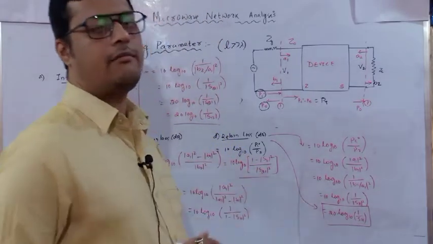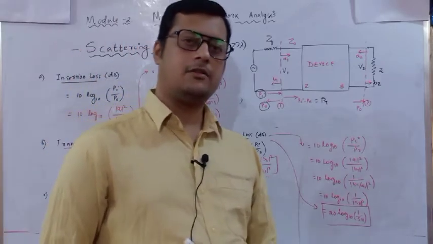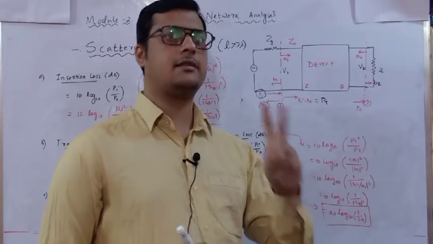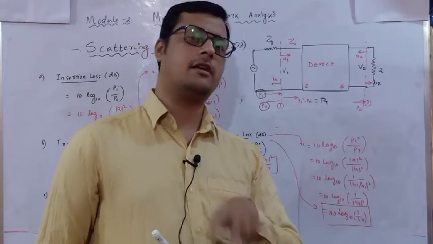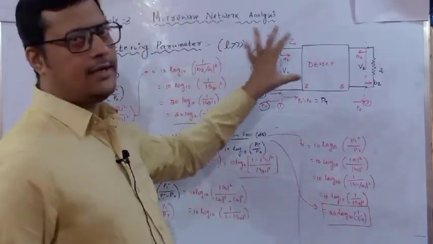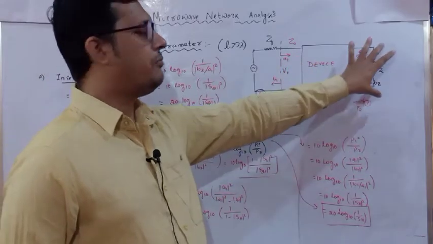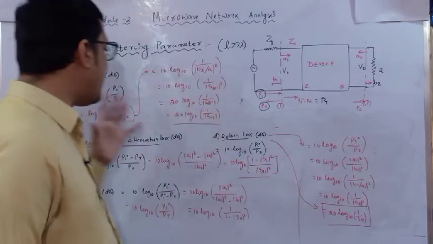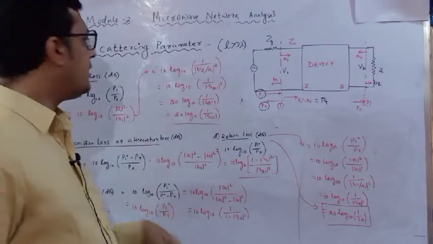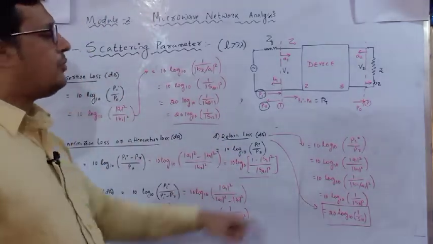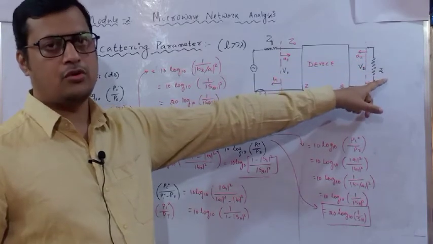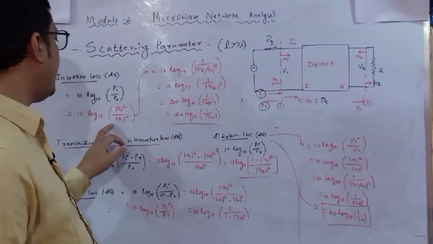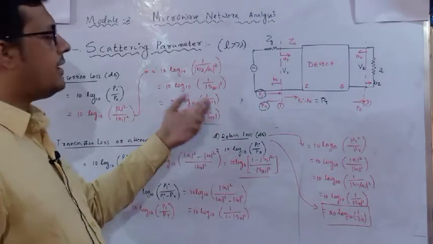This is all measured with respect to port 1, which is excited with the source, and port 2 is terminated with the load. Similarly, you can measure with port 1 terminated with a load and port 2 excited with some source, then all these parameters will change. Here input power and output power are with respect to port 2, so A2 by B2 will come. Here you will get S21 and S12.